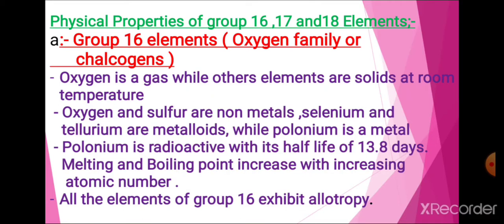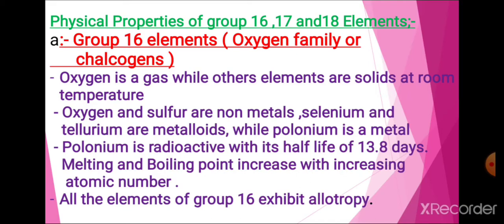First we see the properties of group 16 elements, that is the oxygen family or chalcogens. There are 5 elements in group 16. These are oxygen, sulfur, selenium, tellurium and polonium. Their general electronic configuration is ns2 np4, meaning they have 2 unpaired electrons in their valence shell.